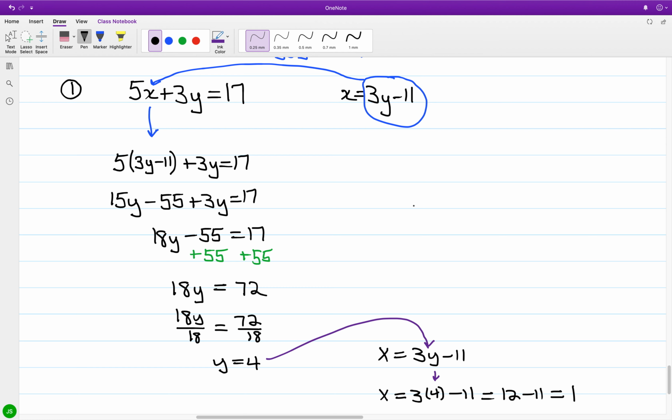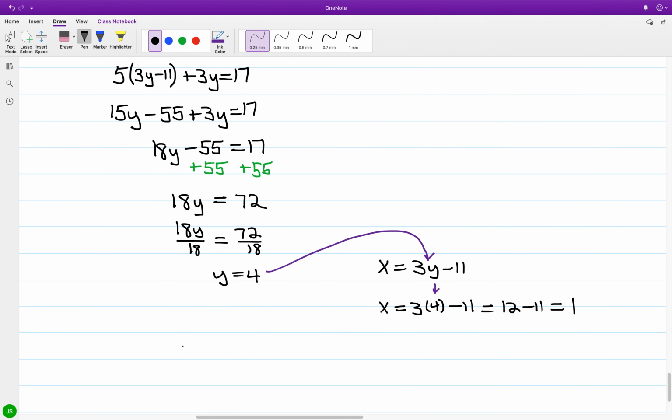And so you can always check if x is at 1 and y is at 4. 1 is equal to 3 times 4, which is 12 minus 11, which is 1. 1 is equal to 1. And for x at 1 and y at 4, 5 times 1 is 5, 3 times 4 is 12, and 5 plus 12 is equal to 17. So we have in the solution x is equal to 1 and y is equal to 4. And you can also write this as an ordered pair solution in the xy coordinates, where xy is equal to 1, 4.